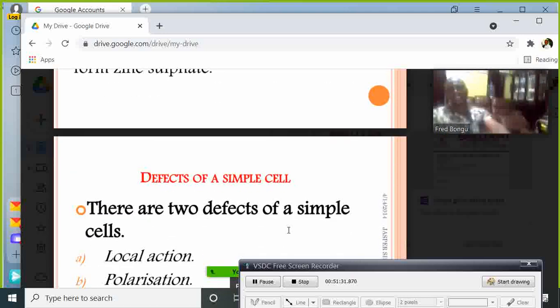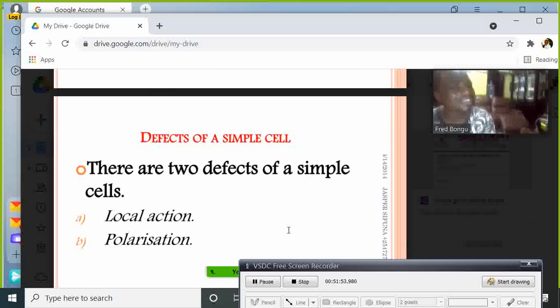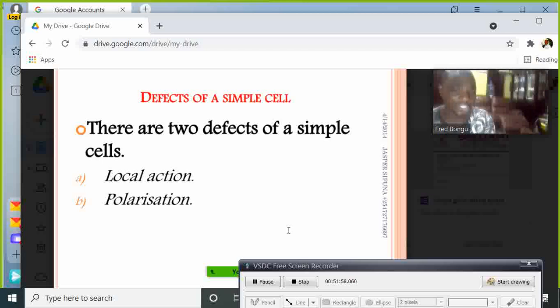Now, when this process occurs, we have defects. These cells don't last for long. For example, when they stay in a remote for long, they start being wet, and then they start showing some brown deposits. That is rusting. What is the cause of this? We have two very major defects. One is called low conduction, and another one is called polarization.